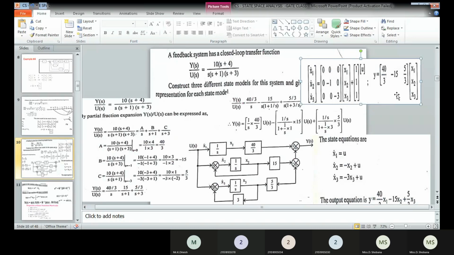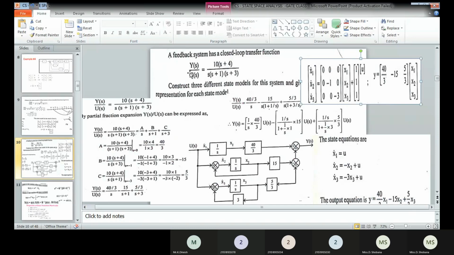Okay, the output equation is nothing but x1 with a coefficient 40 divided by 3, x2 with a coefficient minus 15, x3 with a coefficient 5 divided by 3. So that will be the C row matrix, and the column matrix will be the state variables x1, x2, x3. Okay, so now you can check here. You can see the transfer function. If you are comparing this transfer function with the canonical state model, you can compare this and come to the conclusion.